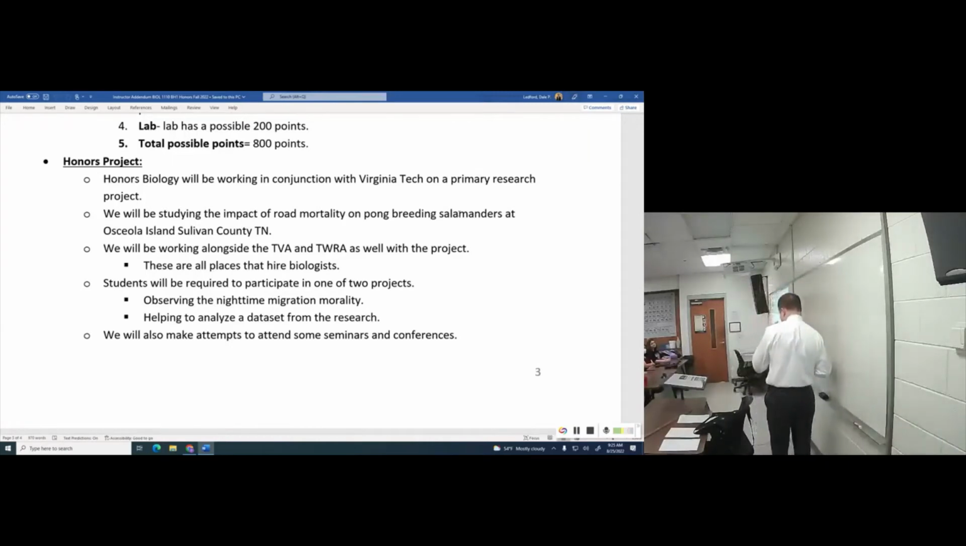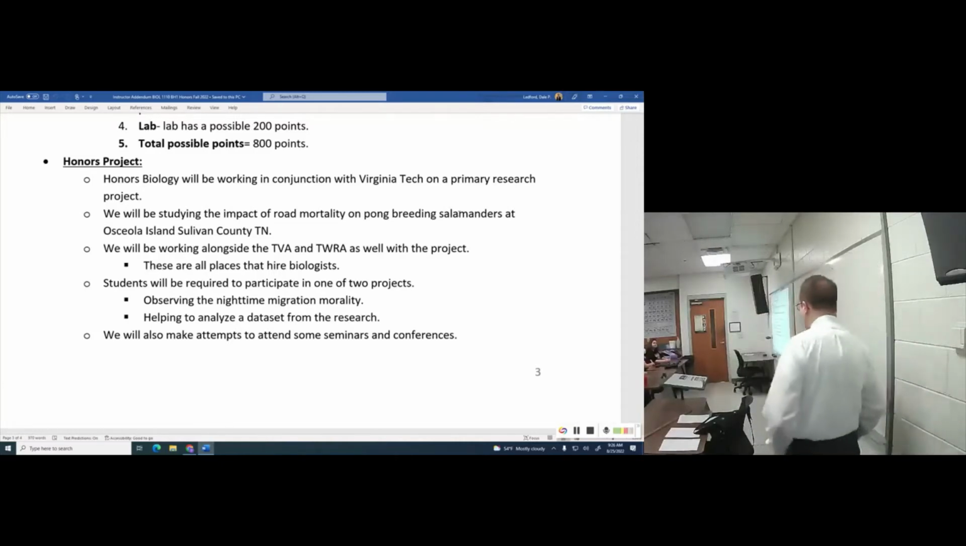So we're funded by the Tennessee Wildlife Resources Agency and also supported by TVA. Those are two places that hire biology students. So if you're looking at wildlife biology, these are places that hire, so you would already have an internal connection with them. Secondly, you also will tie into Virginia Tech, which is great because they're a big technical university that has a lot going on. Plus, you'll be part of the paper that we publish.